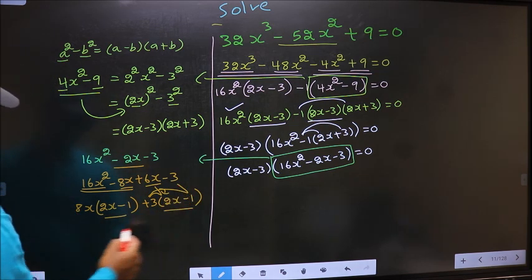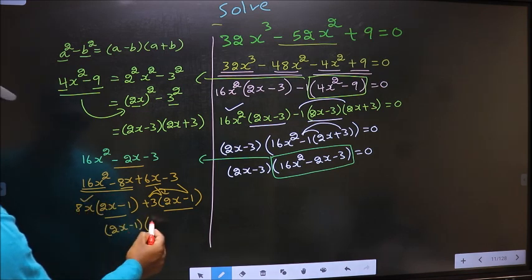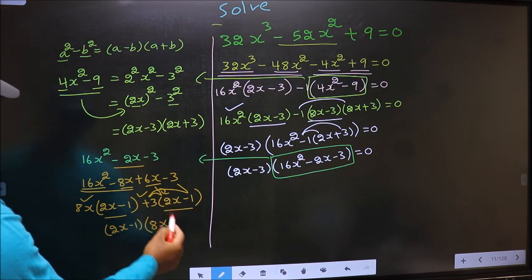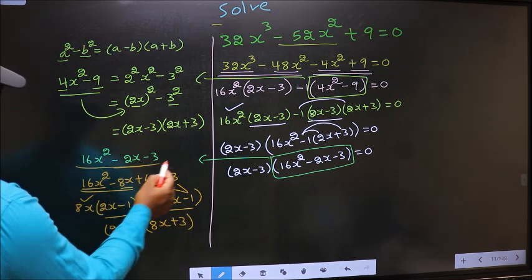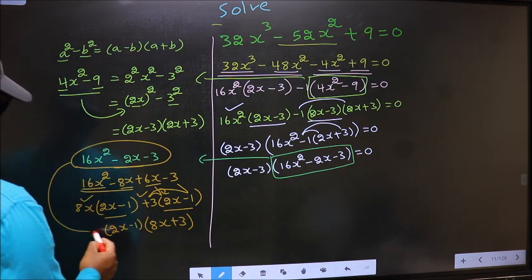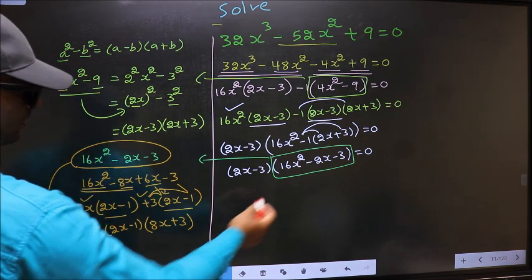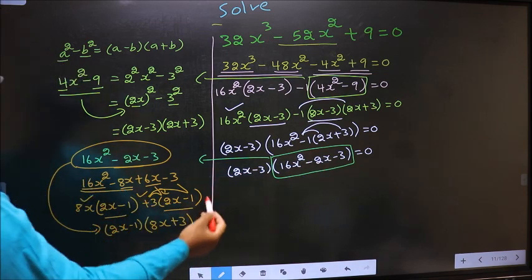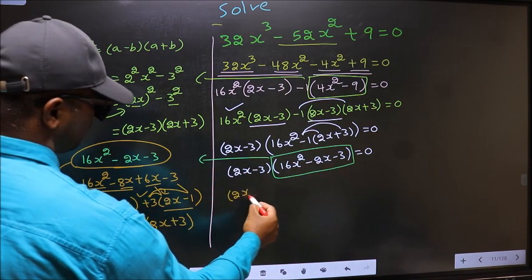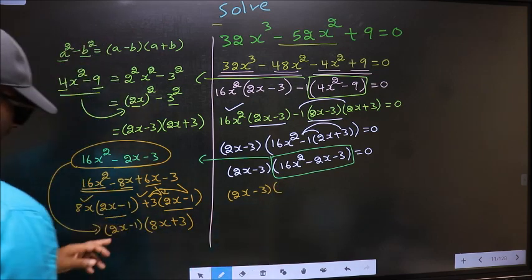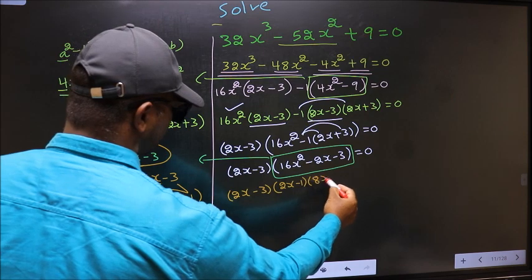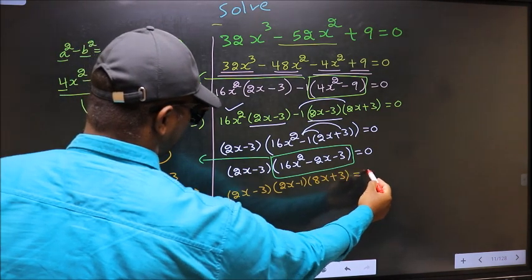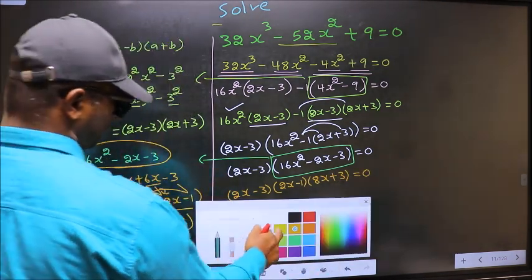Now take out 2x minus 1 common. So here you have 8x and here plus 3. Now in place of this quadratic, we should write this over here. So this equation becomes 2x minus 3, 2x minus 1, 8x plus 3 equal to 0.